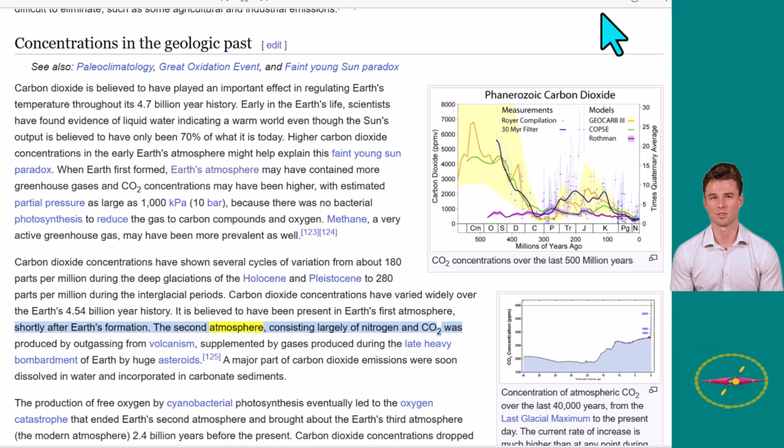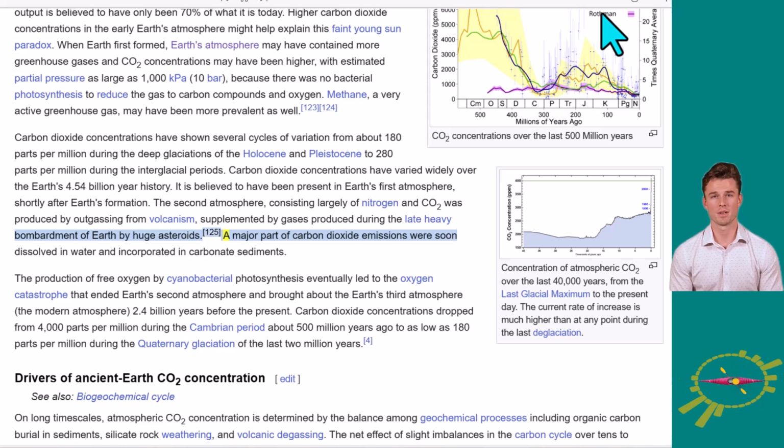The second atmosphere, consisting largely of nitrogen and CO2, was produced by outgassing from volcanism, supplemented by gases produced during the late heavy bombardment of Earth by huge asteroids. A major part of carbon dioxide emissions were soon dissolved in water and incorporated in carbonate sediments. The production of free oxygen by cyanobacterial photosynthesis eventually led to the oxygen catastrophe that ended Earth's second atmosphere and brought about the Earth's third atmosphere, the modern atmosphere, 2.4 billion years before the present.